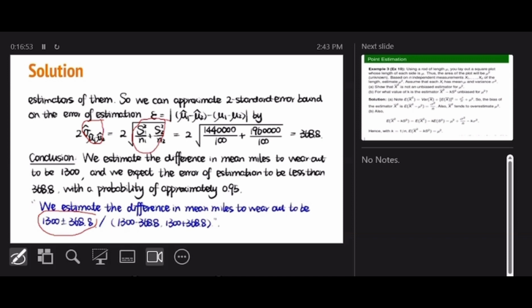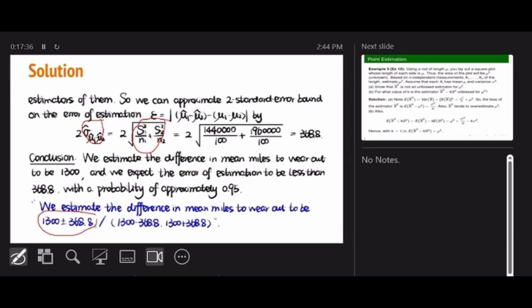So multiply by 2 because we're placing a 2 bound. At times in statistical analysis, it may not be true. It may actually be a z-score, a quantifier that we need to figure out. But right now we're direct. So place it 2 bound. Now, when I subtract and I add, what I'm actually going to say is we can estimate the difference in mean miles to weigh out to be 1,300. And we expect the error of estimation to be less than this within a probability of 0.95.